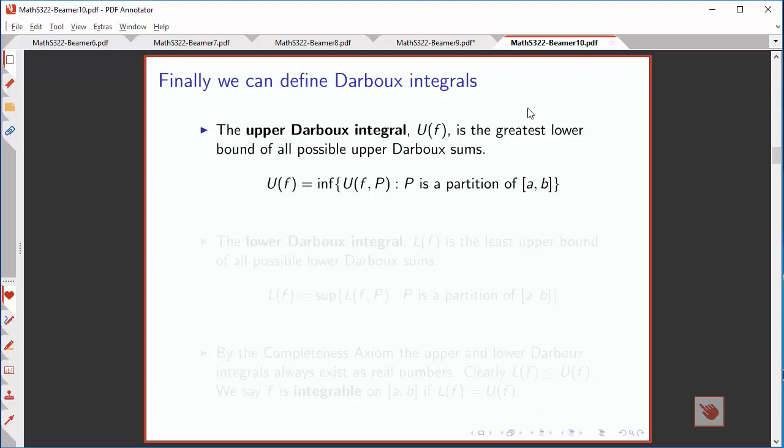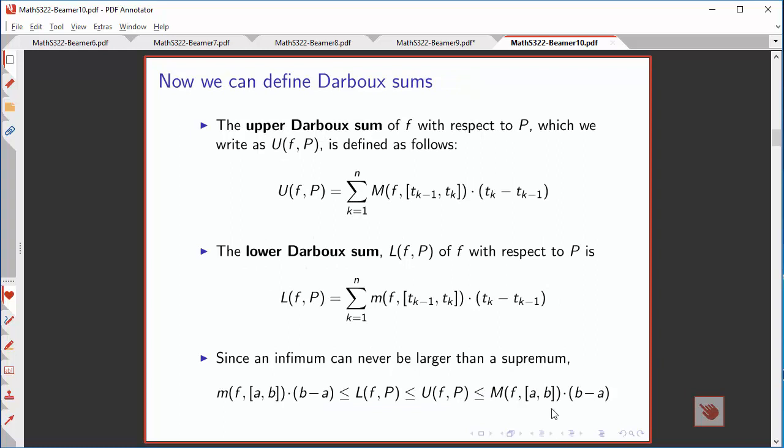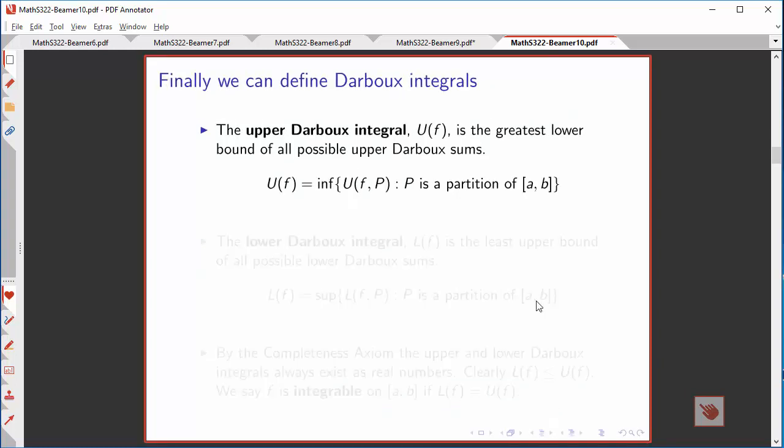Now I can define Darboux integrals. For any partition, we have a Darboux sum. There are lots and lots of partitions, but these give us a set of real numbers, and furthermore, those real numbers are bounded from above. Let me remind you why. There's the bound.